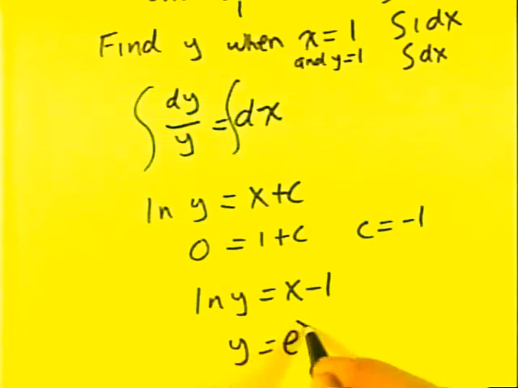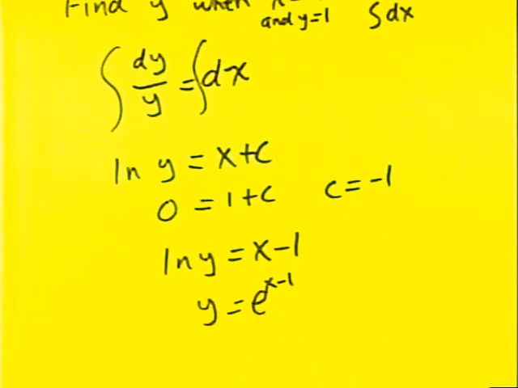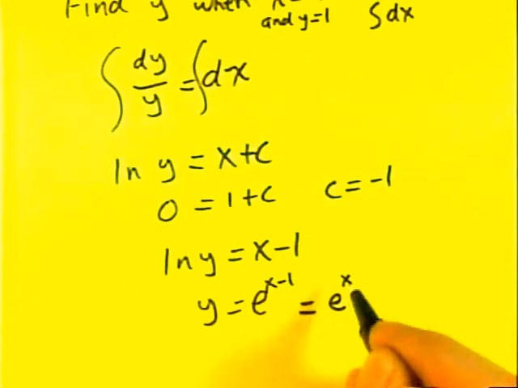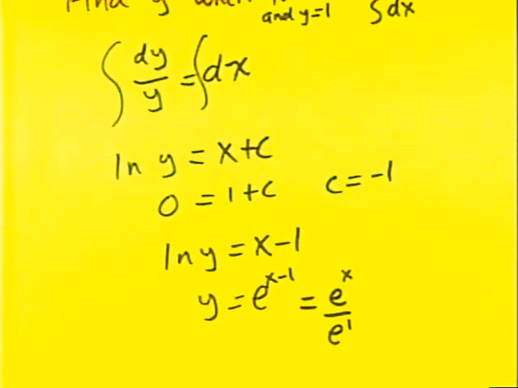So the answer would just be e to the x minus 1. Hey, Annalisa, what would you do if you had to simplify that? And subtraction is divide, right? Right. So that'd be e to the x divided by e to the 1. Hey, good job, Annalisa.